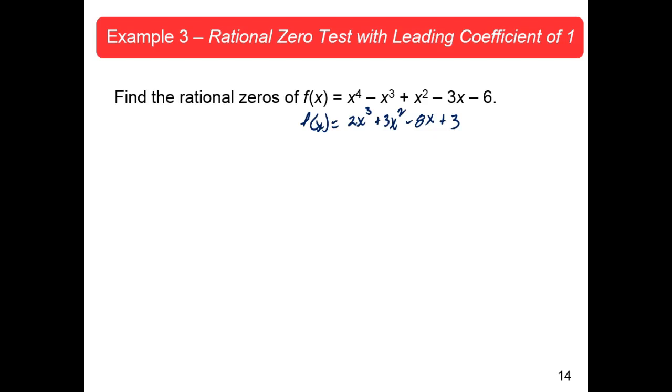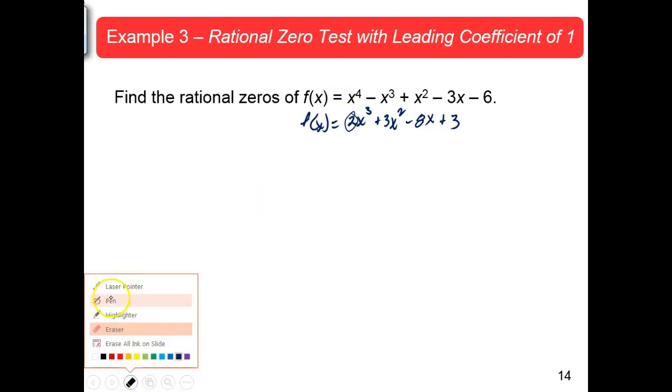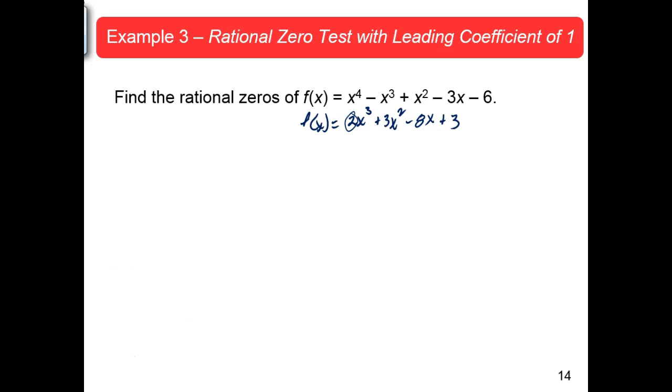Okay, the leading coefficient is, whoops, I looked at the wrong one, 2. So that's going to tell us something. What else do we need to identify? The constant term, that's a 3. Okay, we got them identified. What do we do with them?